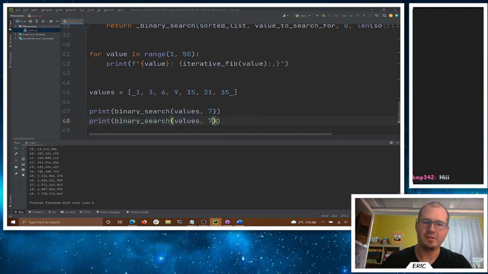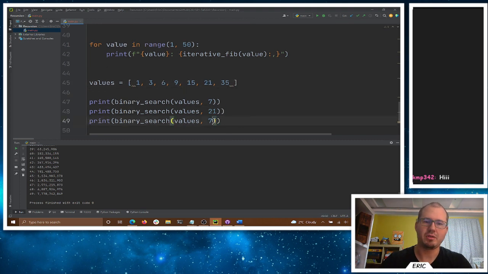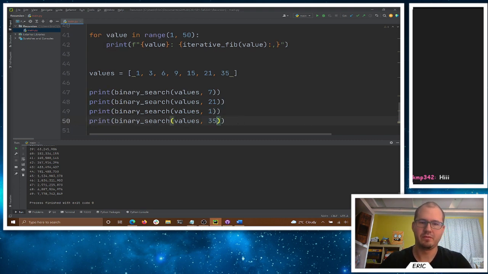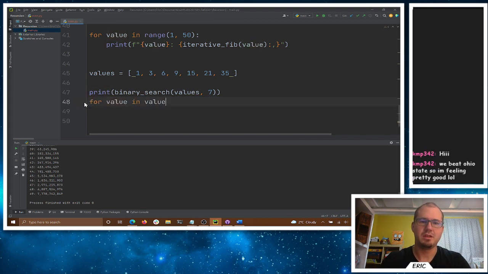Right? But if we wanted to find, say, 21, we should get back, this is 0, 1, 2, 3, 4, 5. Should be index 5. And then let's try, can we get back a 1, and let's try a 35. See if we can get back all the, let's do 7, and then we'll just say for value in values, print binary search.